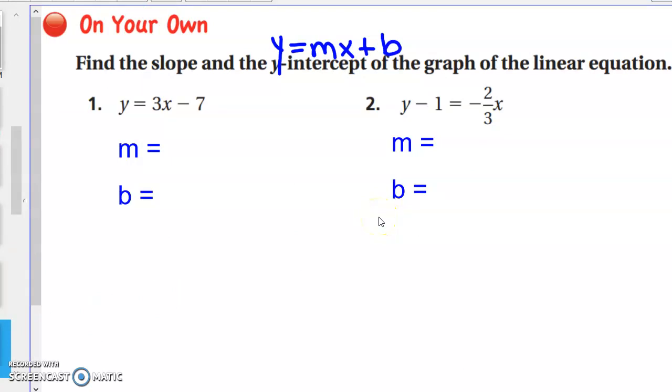Okay, next up is a couple on your own questions. All you have to do is find the slope and the y-intercept of the graph of the linear equation. So just find the slope and the y-intercept for both of those. Pause the video and do it on your own, please.